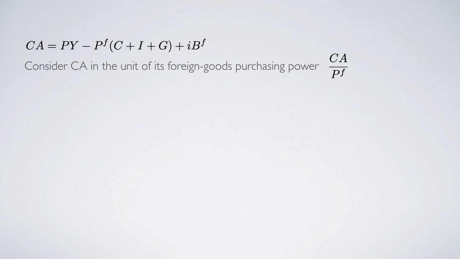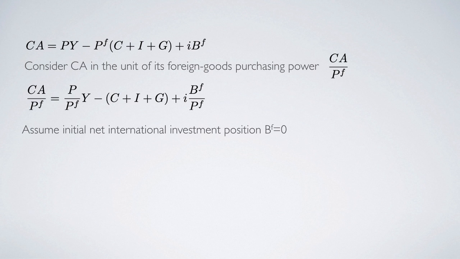So first, we rewrite the current account balance on the slide, and we only consider the current account balance in units of foreign goods purchasing power, which means how many foreign baskets it can purchase. So we simply divide it by the price of a foreign basket. Then we will end up with the current account balance denominated in foreign purchasing power. And for simplicity, we assume the initial net international investment position is equal to 0, so we can drop the BF term.